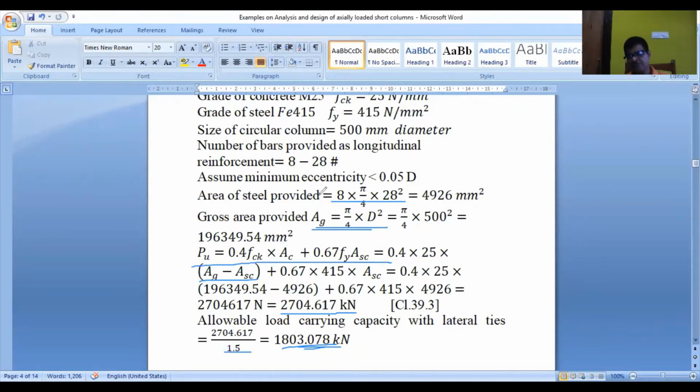Now we have seen the analysis problem for circular column and rectangular column. Similarly for a square column, only the size will differ, the gross area will be the square of the sides. Other things will remain the same. Now let us go for these design problems.